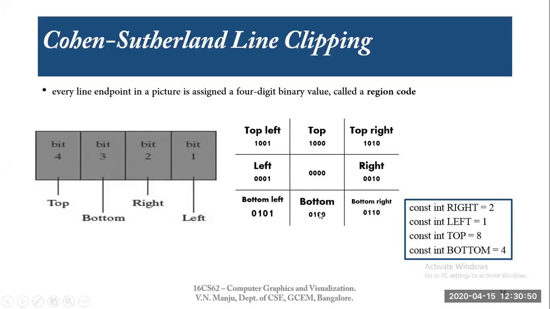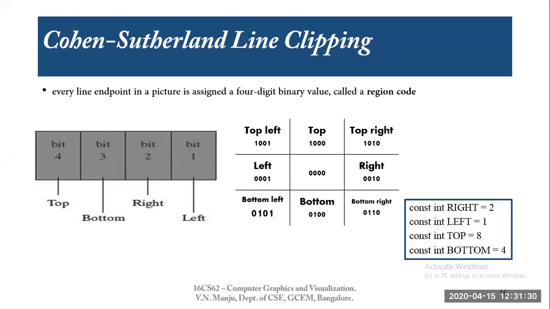When I say bottom, the value is 4, that is 0100. Left is 1. Right is 2. When I'm writing the program, I will give these as constants: for the right, 0010, and for the left, 0001. So this is how we write the region code in the Cohen-Sutherland line clipping algorithm. I think you have understood this. This is the first step of the algorithm.